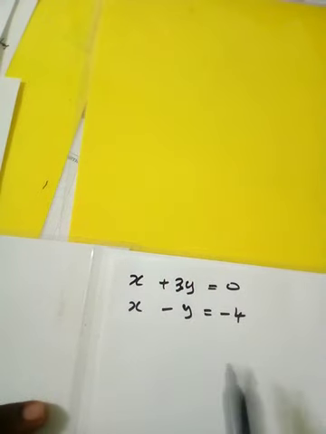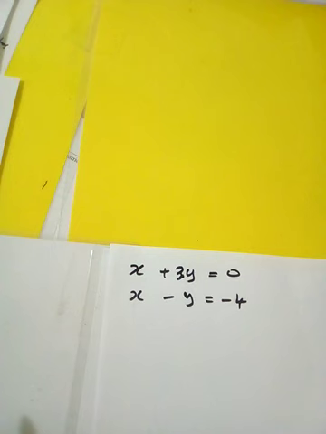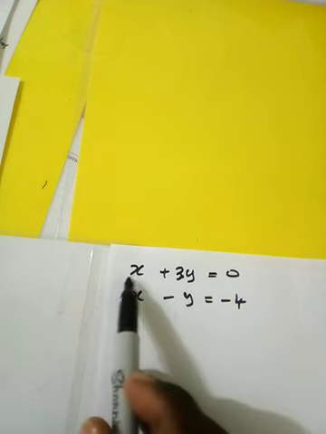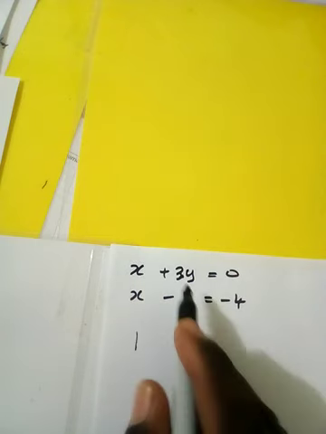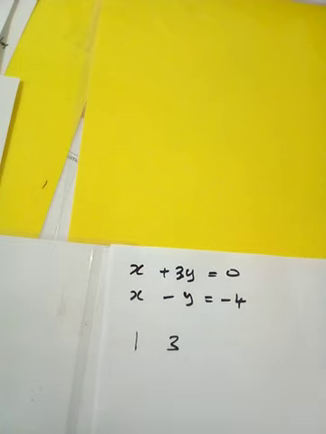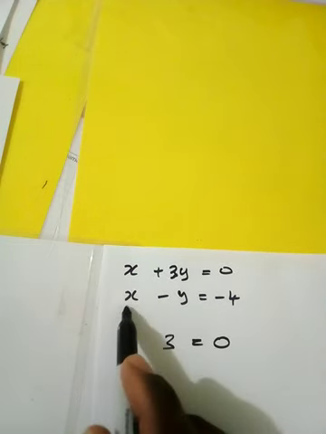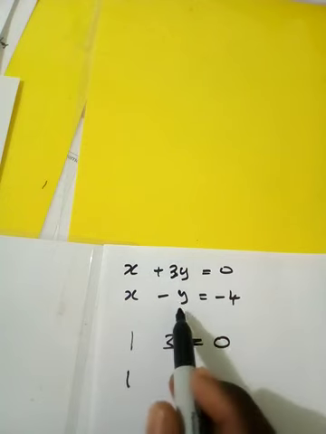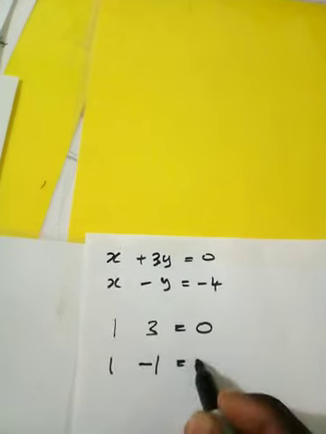So the y value coefficient will not always be the same, so let's try this one where the same coefficient will be on the x side now. So looking at this, what's the coefficient of the x term? Positive 1. What's the coefficient of the y term? Positive 3, equal to 0. What's the coefficient in the second equation of the x term? Positive 1. What's the coefficient of the y term? Negative 1, equal to minus 4.